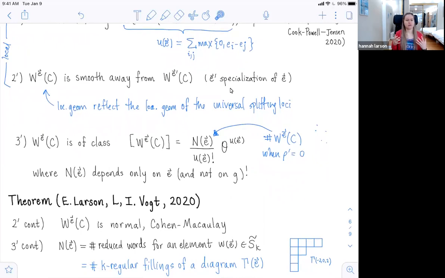Part 3' is that we gave a combinatorial description of this mystery number, N(e). We showed that it's equal to the number of reduced words for a particular element of the affine symmetric group that depends on the splitting type. And reduced words in the affine symmetric group correspond to fillings of certain Young diagrams called k-cores. So another interpretation of this number is the number of k-regular fillings of a particular diagram whose shape depends on the splitting type.